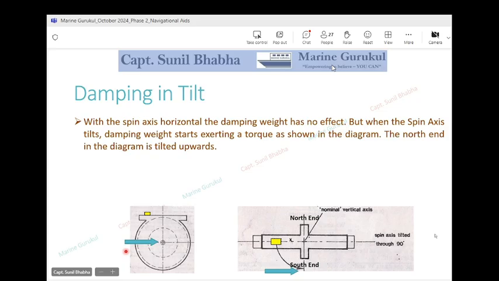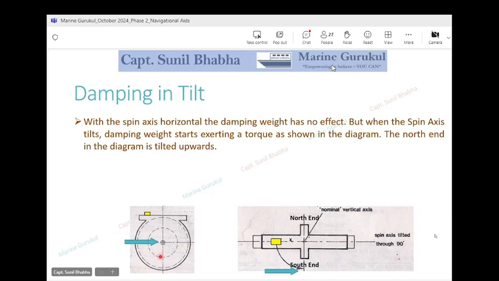You can see the arrow in the left hand side diagram. This is how the arrow is trying to push the south end of the spin axis when the north end is tilted upwards. So with the north end tilted upwards, this is how the offset weight, or the damping weight, is trying to push the south end of our spin axis.